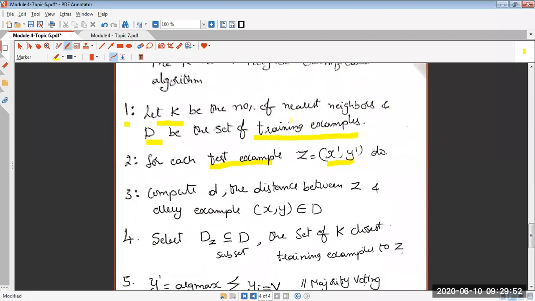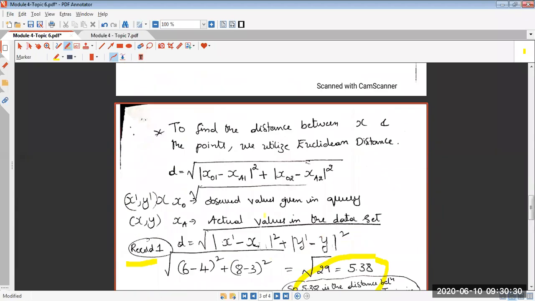Okay. Now what you need to do in step 3. Please note it's a for loop. It will iterate starting from the first record in the training data to the last record. So for each test example, do what? You need to compute the distance between Z, that is the test record, and x comma y that belongs to D, that is the training record. The same we have done in the problem. That is the reason why I introduced the problem and then I came to the algorithm. Try to remember what we did in the problem.